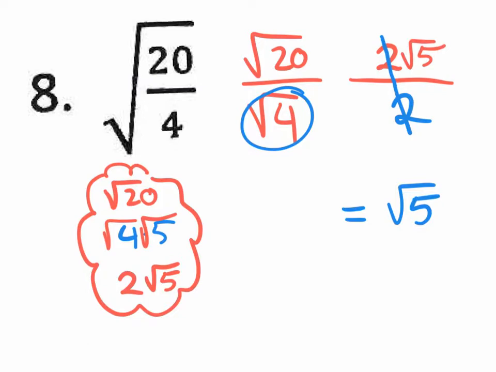Do you understand that problem? That's great. You need to understand that skill. But is there a quicker way? Yes. Look at this. What does it say? 20 divided by 4. And what's 20 divided by 4? 5.